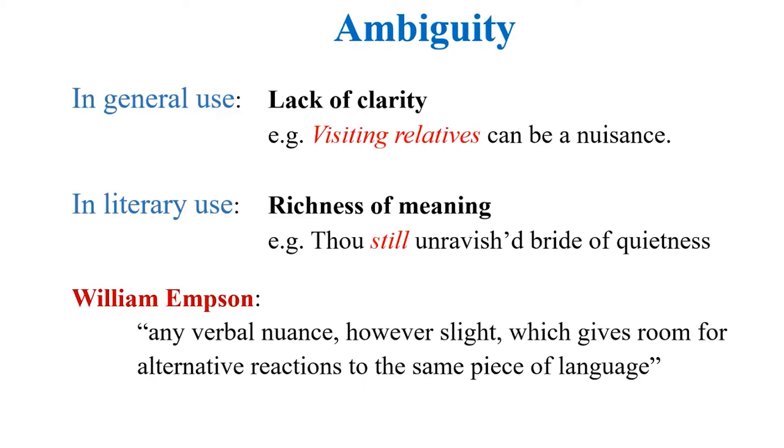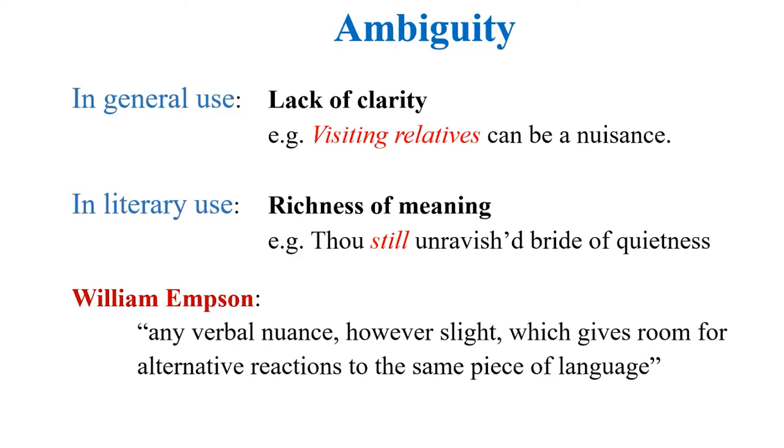When you say this sentence is ambiguous, this is vague. Look at this example sentence: visiting relatives can be a nuisance. It has two meanings. There is a lack of clarity in the sentence. What is the nuisance here, or who is the nuisance here? Visiting relatives.